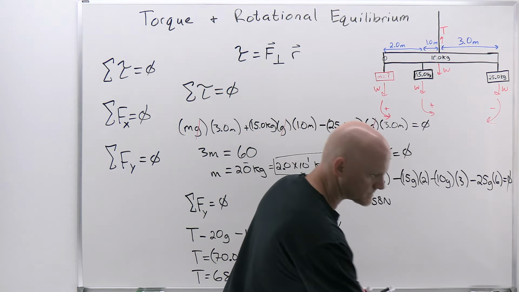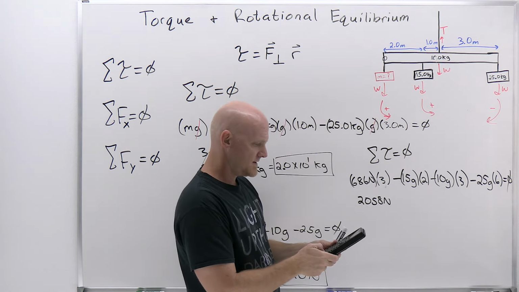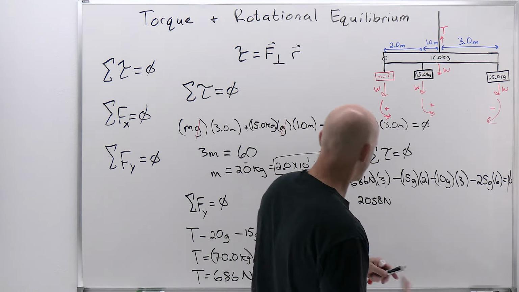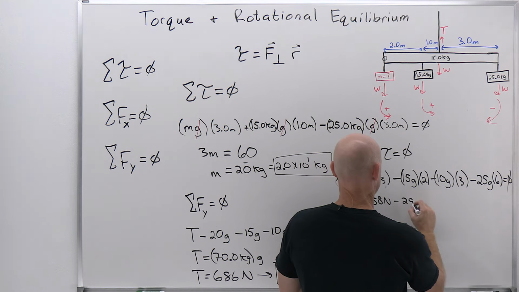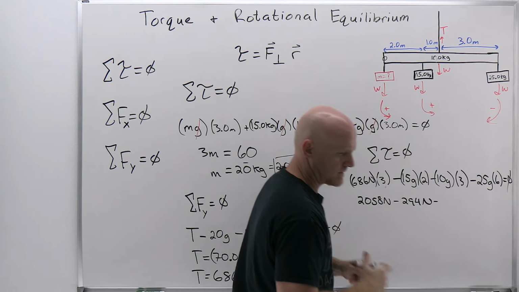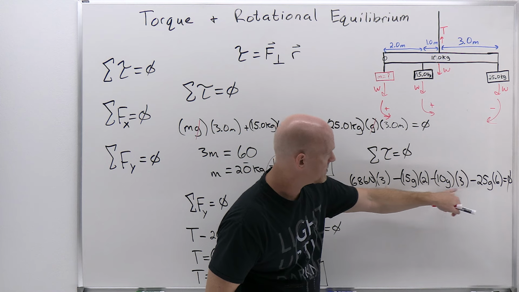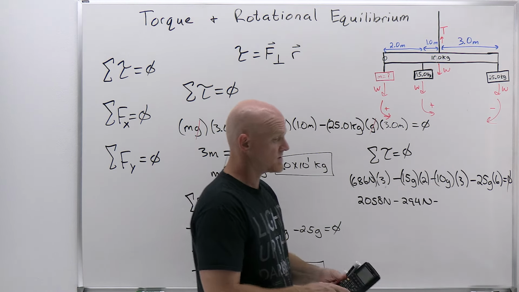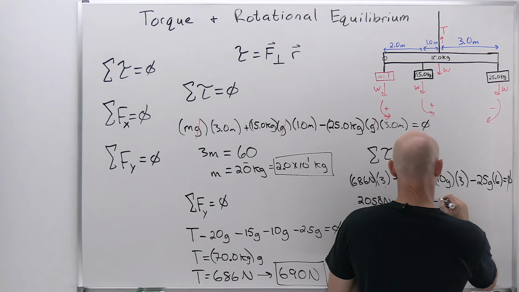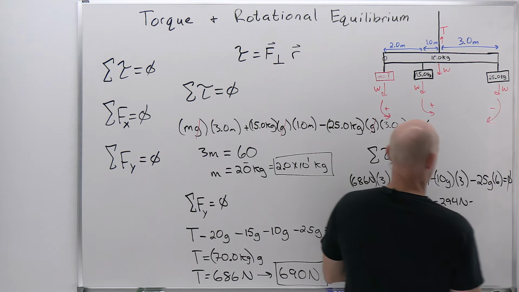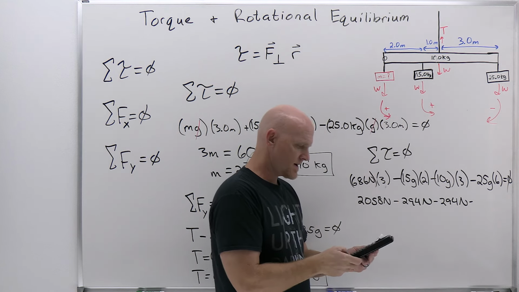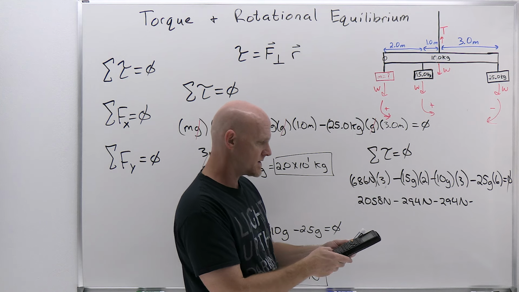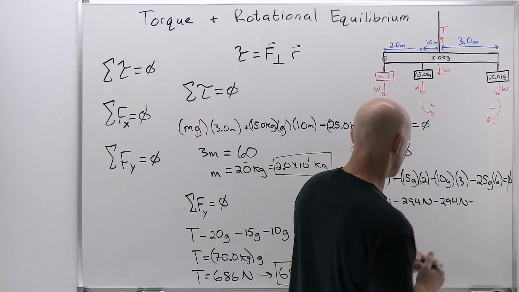All right, so 686 times 3 is 2058 newtons. So 15 times 9.8 times 2 is 294 newtons. 10 times 9.8 times 3 is also 294 newtons, oddly enough. And then 25 kilograms times 9.8 meters per second squared times the lever arm of 6 meters is 1470 newtons.